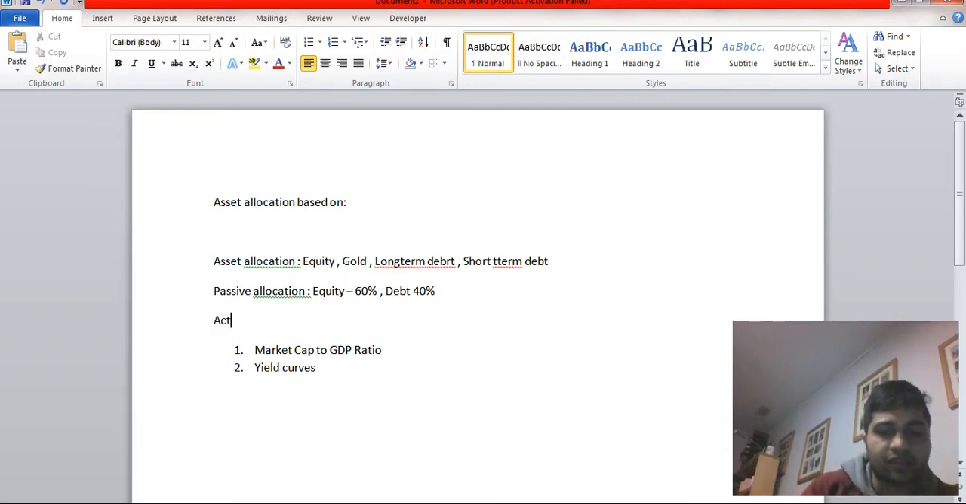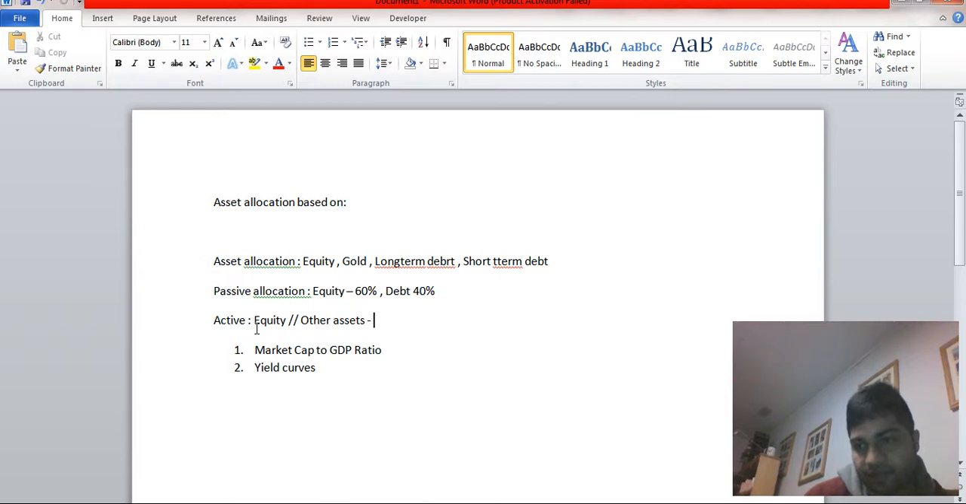The next is active allocation. In active allocation, you switch between equity and other assets based on some technical parameters. These technical parameters can be market cap to GDP or yield curves. So active allocation means that based on some external parameter or ratio like market cap to GDP, after analyzing it, you decide how much goes to equity and how much goes to debt. You don't make a static allocation like 60/40. You keep reshuffling based on your estimate of how these assets are going to perform.